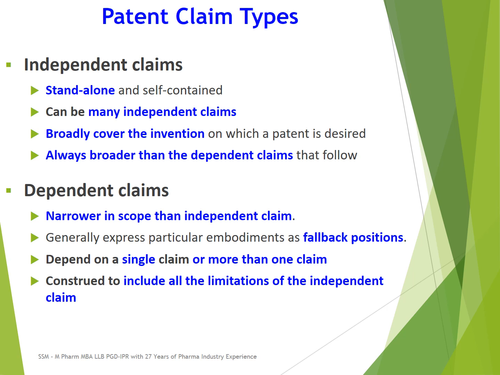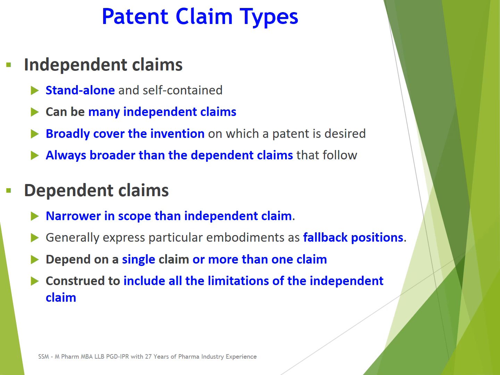The independent patent claims are always broader than dependent claims. The scope of an independent claim is broader than a dependent claim. The second type of patent claim is the dependent claim. Dependent claims, as the name suggests, depend on other claims. They are narrower in scope than independent claims.